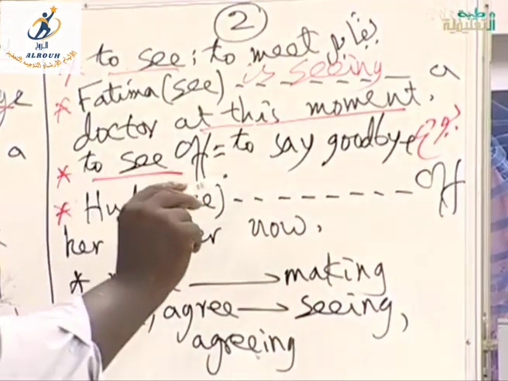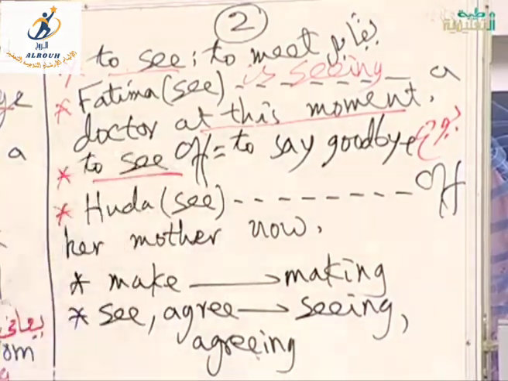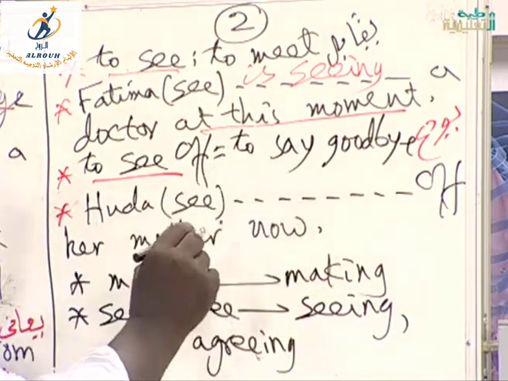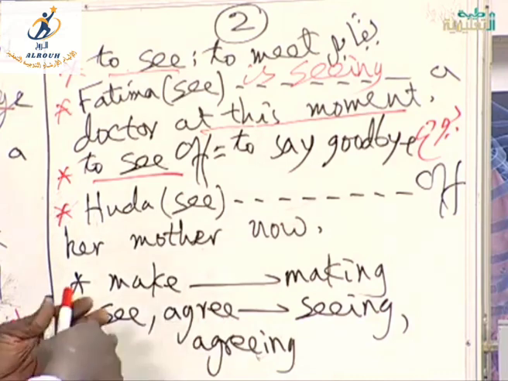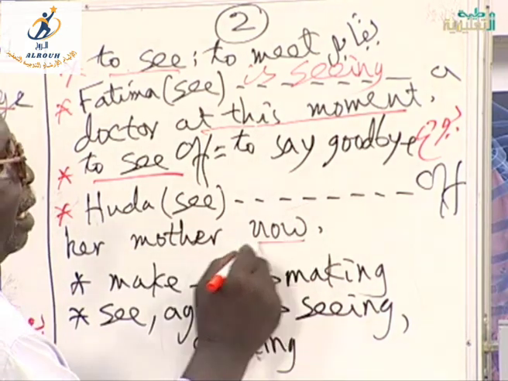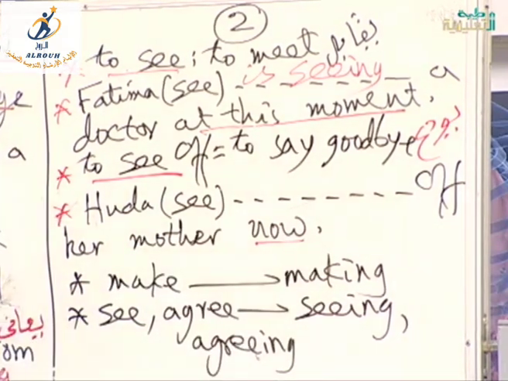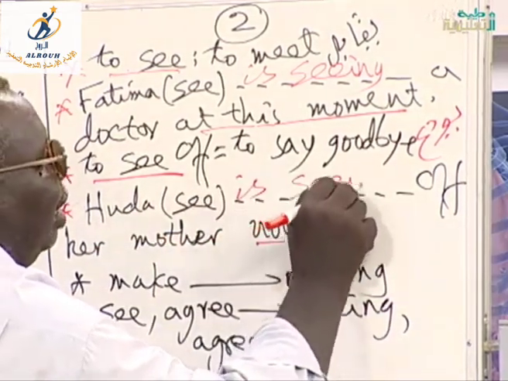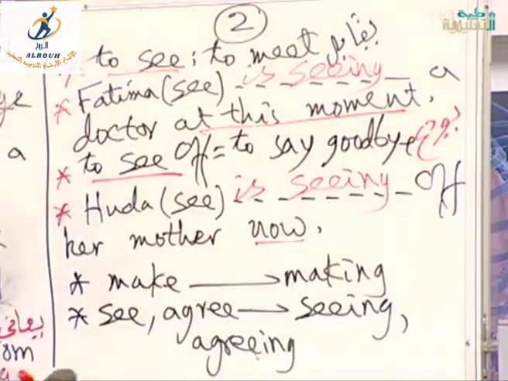In this case, yes, we can use the present continuous. We have the example: Huda, see dots, off her mother now. Here we have the indicator of the present continuous. It is now. So, see off here means يودع. So, you are going to use it in the present continuous. The subject in this case is Huda. So, you say, Huda is seeing off her mother at this moment.